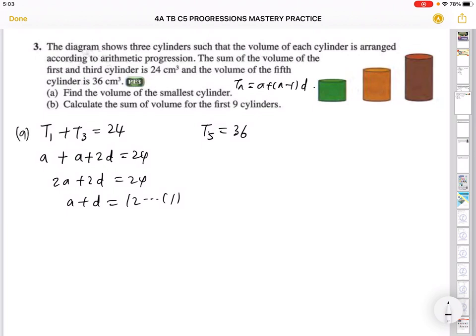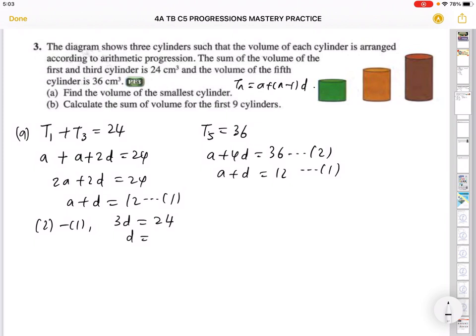Now, T5 is a plus, if your n is 5, 5 minus 1 is 4d equals to 36, equation number 2. When you take equation 2, you minus equation 1. You can see, maybe I write down here if you can't see it. 2 minus 1, what happened? 4d minus 1d is 3d. 36 minus 12 is 24.